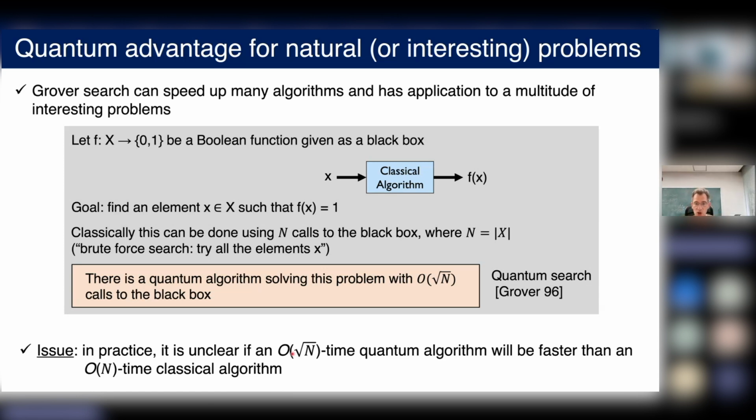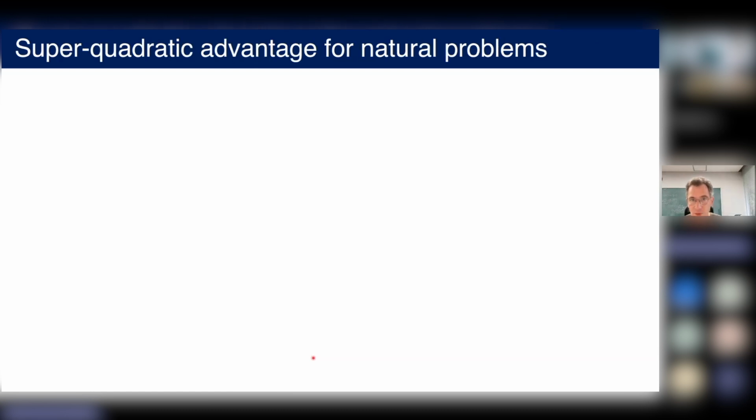In order to understand whether the Grover algorithm leads to a speedup in practice, you really need a better understanding of the architecture of quantum computers, and we don't have this currently.